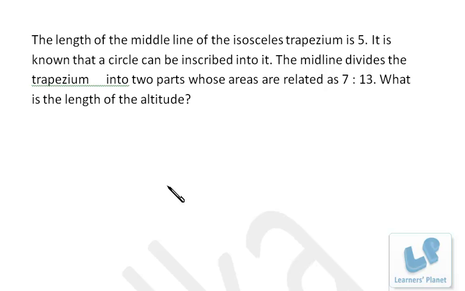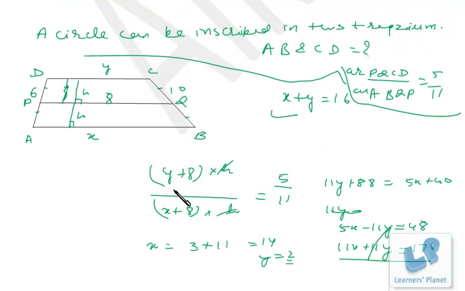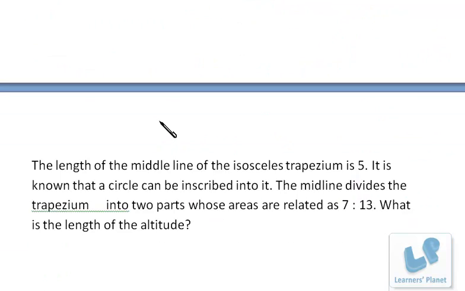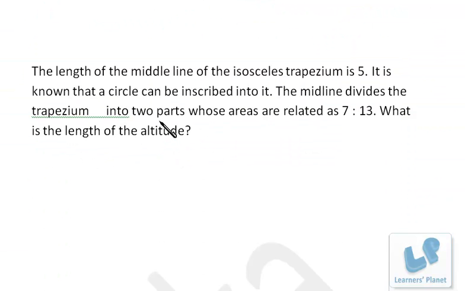Now, we know the length of the midline. That means the length of the parallel sides will be what? Double that. Suppose the lengths of the parallel sides are x and y. So x plus y will be double of this, that's 10. Right? So that means the sum of parallel sides is 10. Now the same funda we are going to use over here.